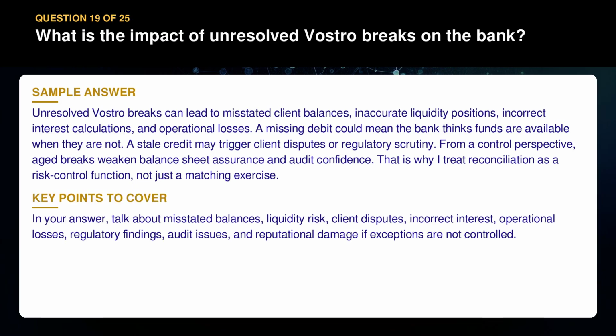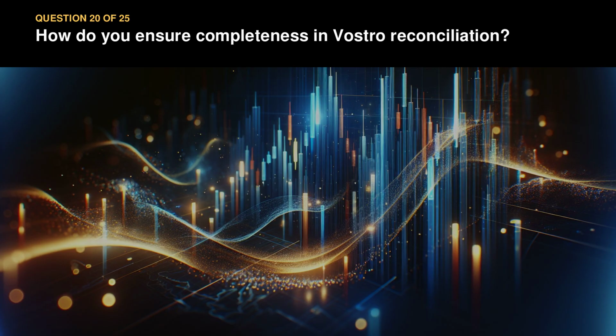In your answer, talk about misstated balances, liquidity risk, client disputes, incorrect interest, operational losses, regulatory findings, audit issues, and reputational damage if exceptions are not controlled. Question 20. How do you ensure completeness in Vostro reconciliation?